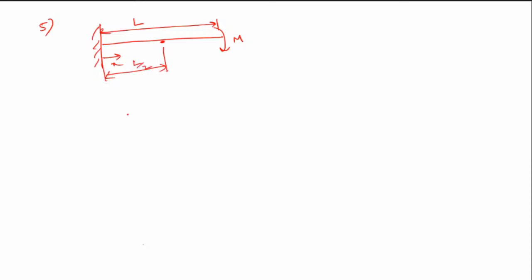For this we can use the moment area method. What is the bending moment diagram for this? The bending moment diagram will be like this. This is M and this is also M. This is negative. Now the M by EI diagram, if I plot it, will be a rectangle only.